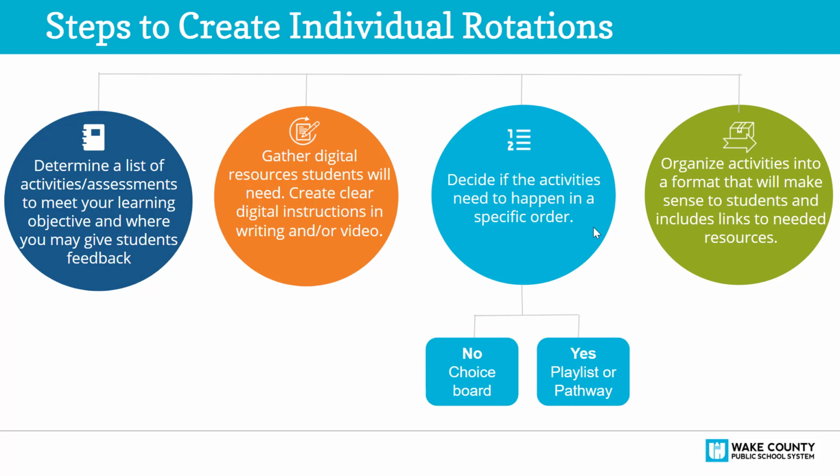And then the next step is to decide if these activities need to happen in a specific order. Is it important for one activity to come before the next? And if so, then you may be looking at more of a pathway or a playlist where students complete things in a specific order. Especially with pathways, there may be some check-ins along the way. As students complete things, you may need to check and see if they have done what they need to do to progress to the next step.